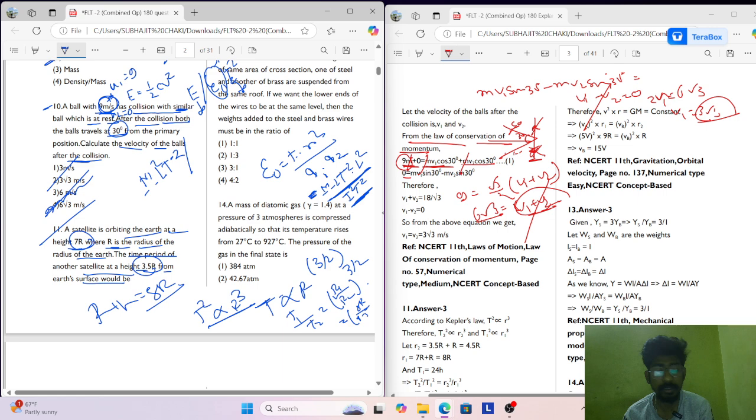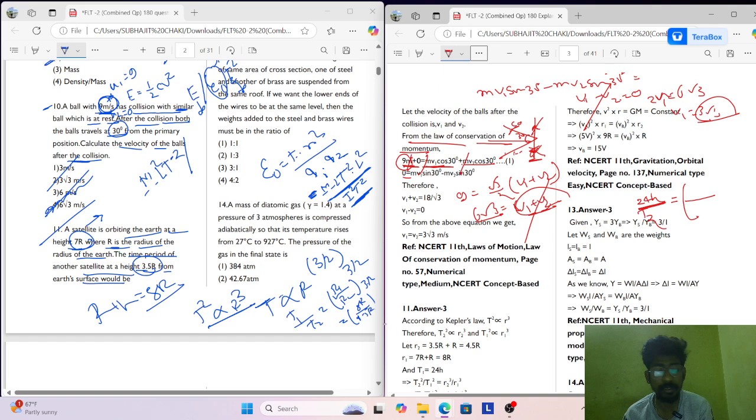To the power 3 by 2, right? Now what we can do, T1 is what? T1 is the time period of the satellite orbiting the Earth at 7r, where r is the radius of the Earth. T1 is equal to 24 hours. This is for a geostationary satellite they are talking about. T1 will be this, and T2 will be what? T2 will be this, 8r by 4.5r.